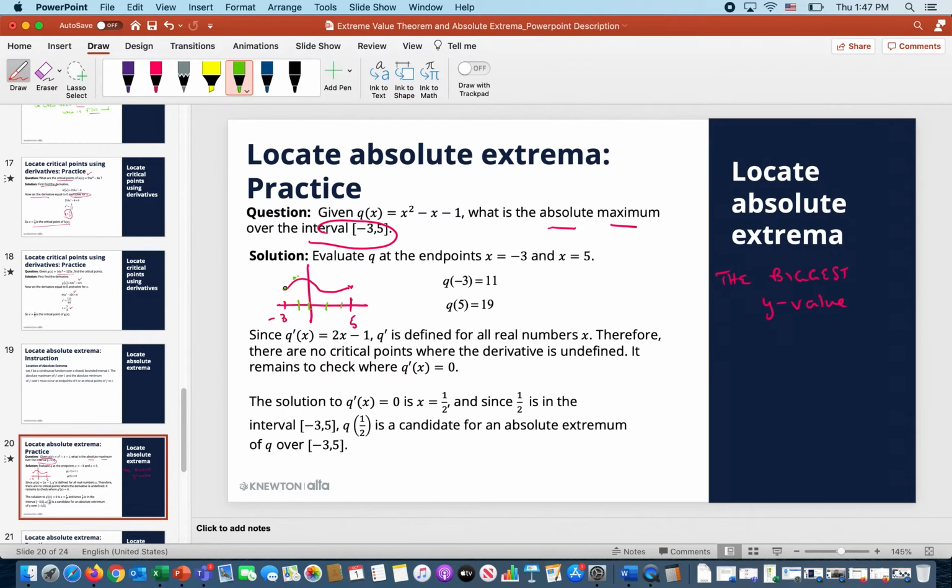Well, in order to answer that, I need to know what the endpoints here are. What are those y values? So if I plug in -3 to this, right? -3 squared is 9 plus 3 minus 1. Well, that's 11. And 5 squared is 25 minus 5 minus 1. 25 minus 5 is 20 minus 1 is 19. So my y values of 11 and 19 are what I'm going to use to see, are there any bigger y values or any smaller y values?